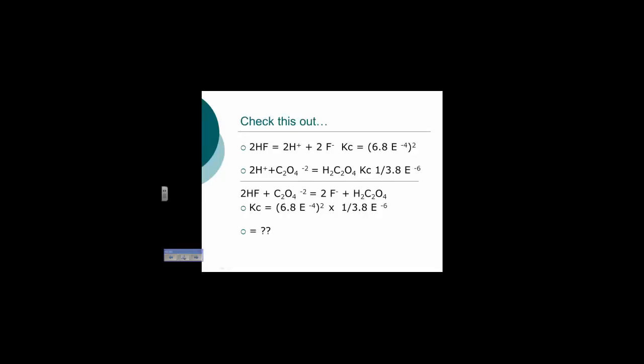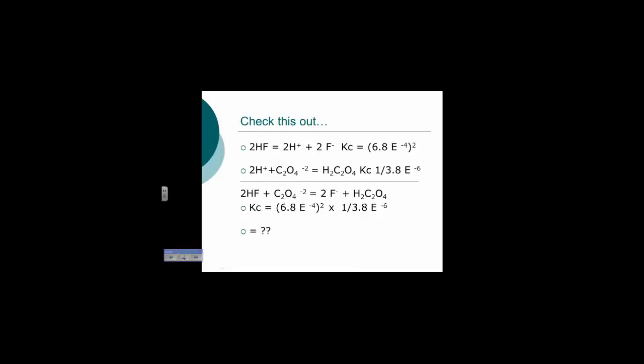Let's add the two elementary equations together, canceling out anything that simplifies. Anything cancels? Looks like the 2 hydrogen ions cancel right out of our equation. So when I add the 2 equations, we get our target. 2 HFs plus the oxalate, C2O4 negative 2. That's all that remains on the left side of both the equations when adding them together. And on the right side, I see the 2 fluorides, 2F negatives, and the H2C2O4, oxalic acid.